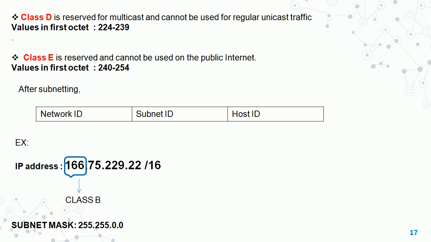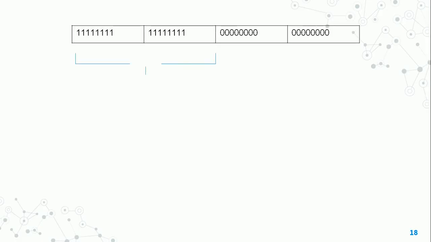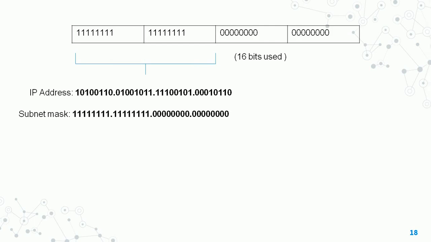For example, this is an IP address. The starting value is 166. It is Class B because the value is between 128 and 191. So the subnet mask is 255.255.0.0. 16 bits are used, as shown by the CIDR notation /16. The IP address and subnet mask are written in binary.